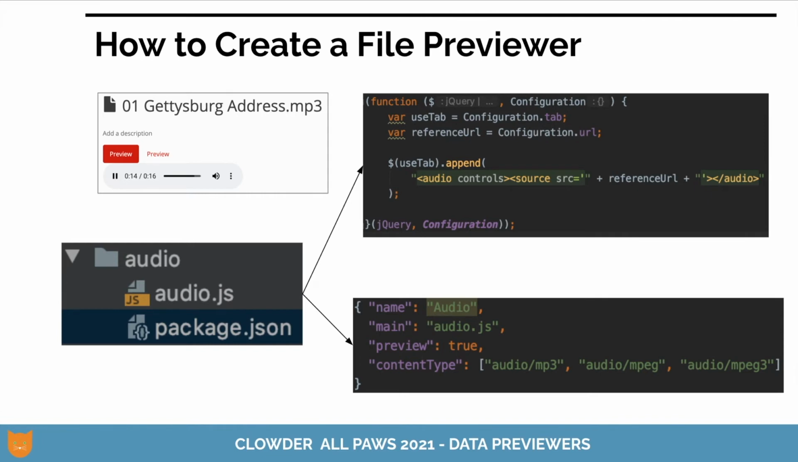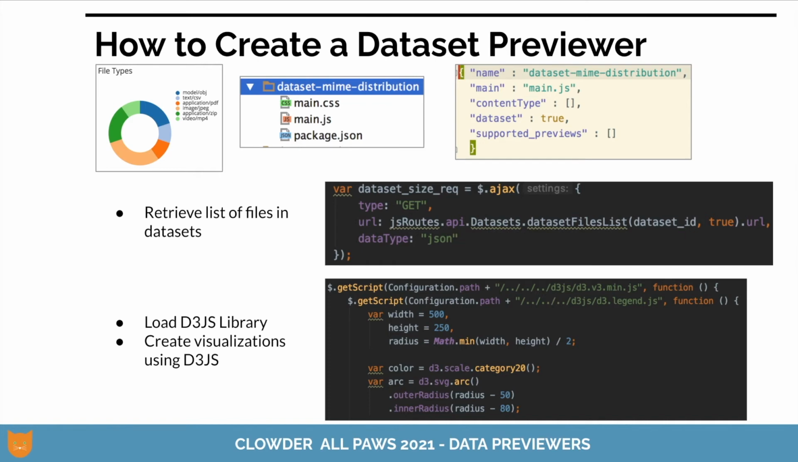Clowder UI. What if we wanted to write a dataset previewer? For example, remember our donut chart from earlier with the distribution of the file types? Let's say that we wanted to create a previewer that looked something like that. So the process is mostly the same. We still need to produce the package.json file. We still need a JavaScript file as our main executable. We can also include a CSS file to describe the look and feel of our visualization.